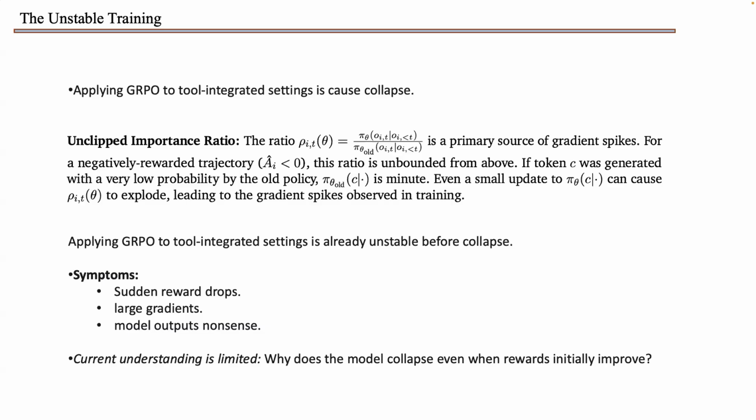But before the collapse, we observe three additional symptoms. The first is that the reward has already started to drop. The second is that before the collapse, there are already a lot of large gradients. And third, before the collapse, your model has already started to output some nonsense words.